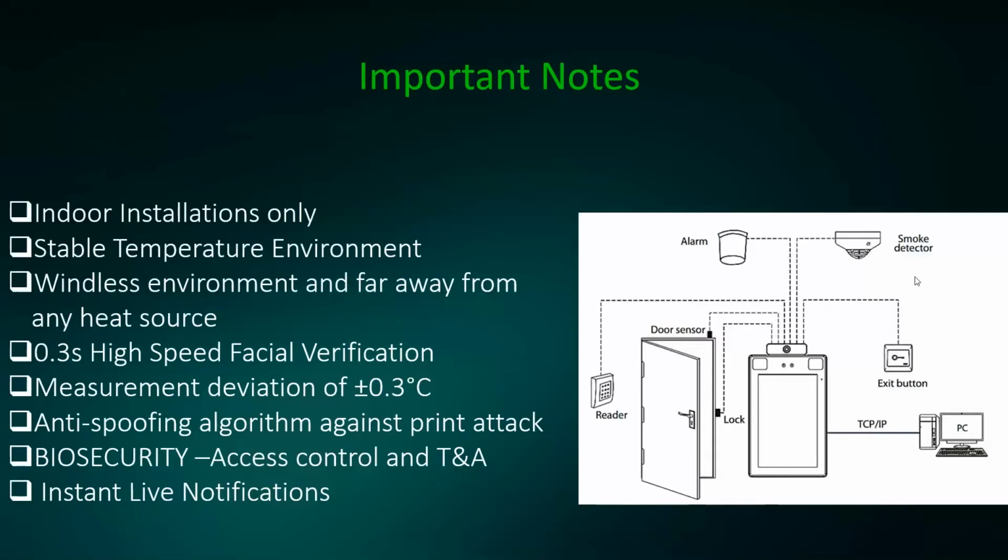Again, they've got a measurement deviation of 0.3 degrees. They've also got anti-spoofing algorithms that will protect you against print attacks. They only work on BioSecurity access control software. And yeah, you can get instant live notifications if an employee is above a certain threshold or isn't wearing a mask. So it's a pretty effective device or solution for bigger companies.